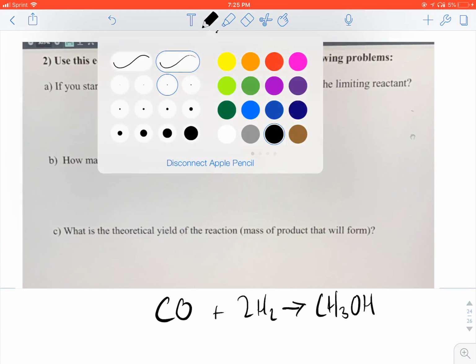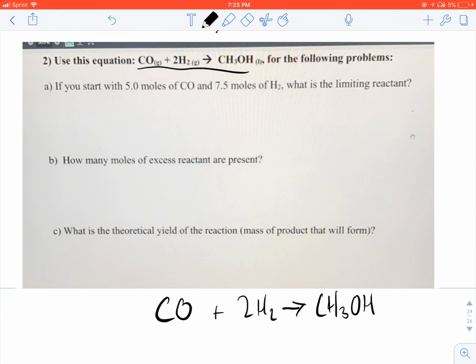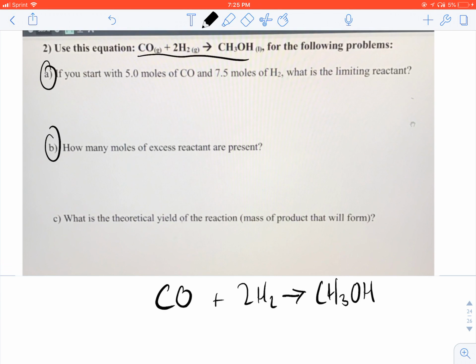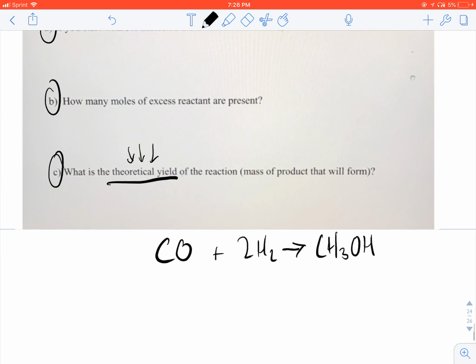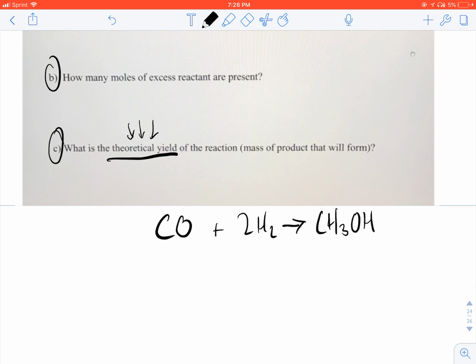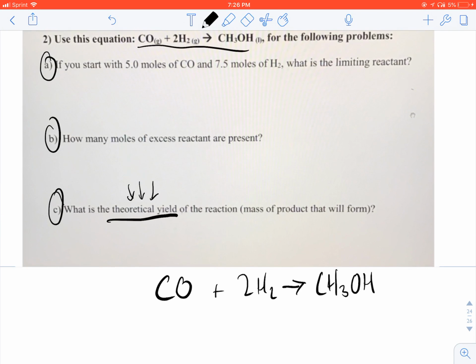In these questions, you'll see that A and B might look familiar because those are from our limiting reactant lessons. C should look familiar. The only thing that's different is this theoretical yield key term. That being said, you have actually already been finding the theoretical yield without knowing it's called the theoretical yield. So let's just go through these problems here. And then I'm going to add a part D at the end just to tie in our percent yield.